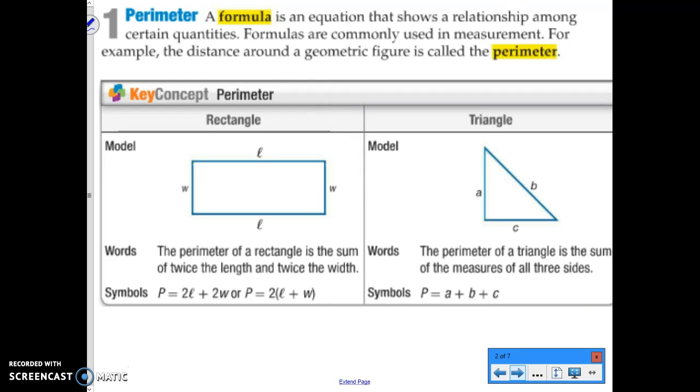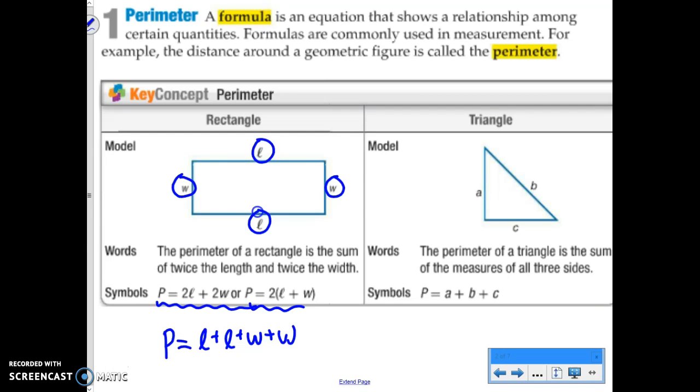So over here on the left, you have the perimeter of a rectangle. We have 2 lengths and we have 2 widths. So that can be written like P equals 2L plus 2W, or you can write it as P equals 2 times the sum of L plus W. Understand, some of you, that P is also going to equal L plus L plus W plus W. Essentially, all 3 of these equations, this one right here, this one right here, and this one right here, all mean the same exact thing.